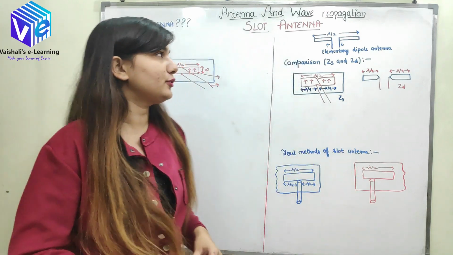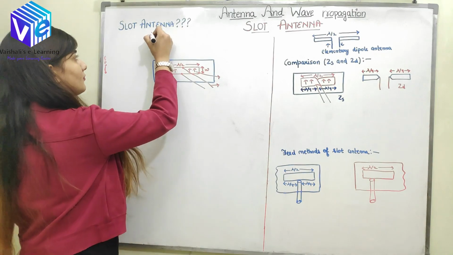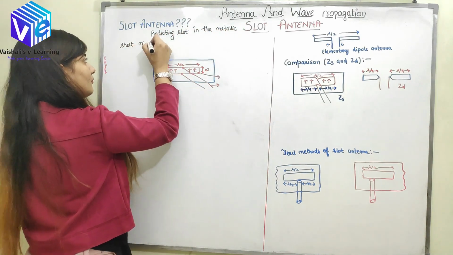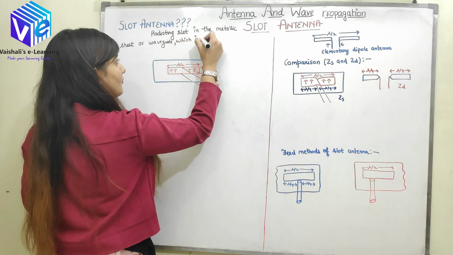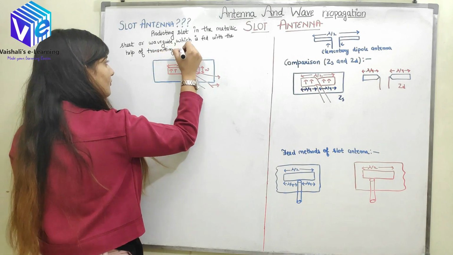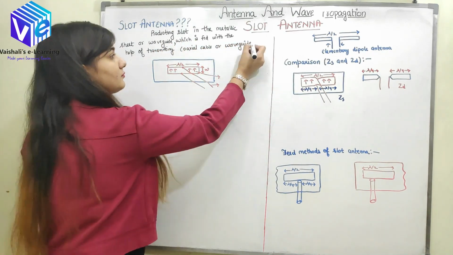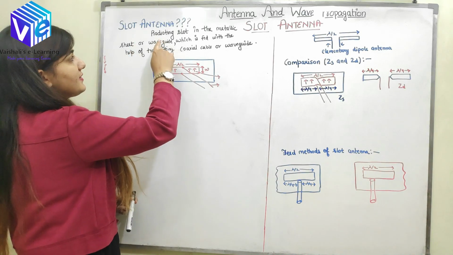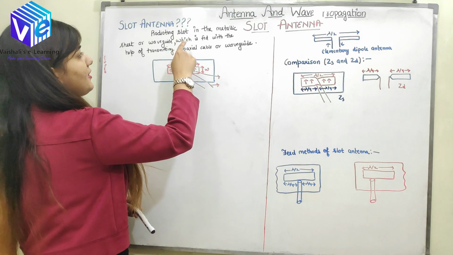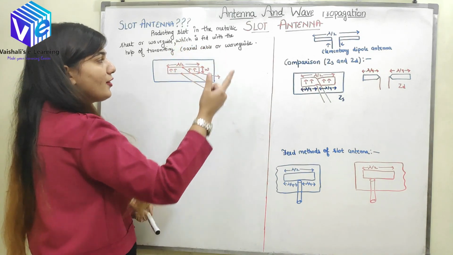So now coming to the definition of slot antenna. So what is a slot antenna? A slot antenna is a radiating slot in the metallic sheet or waveguide which is fed with the help of transmitting coaxial cable or waveguide.